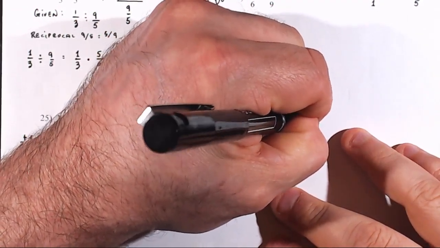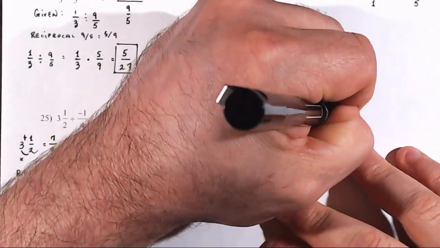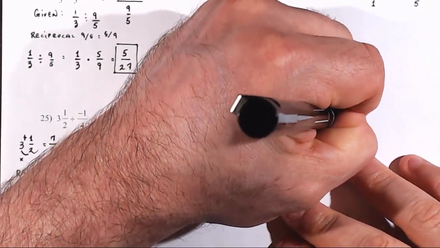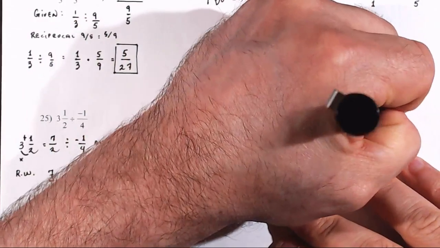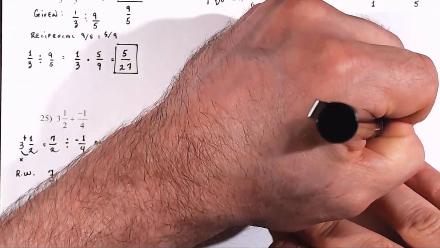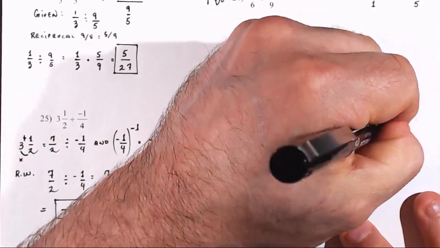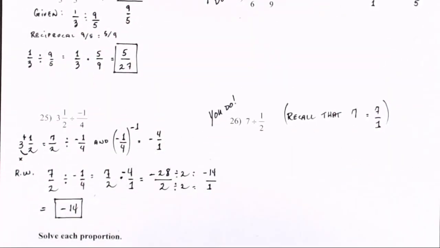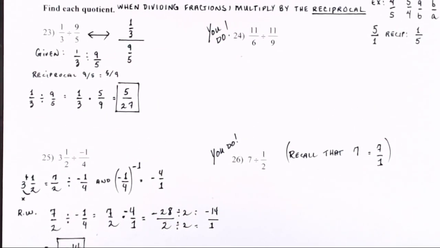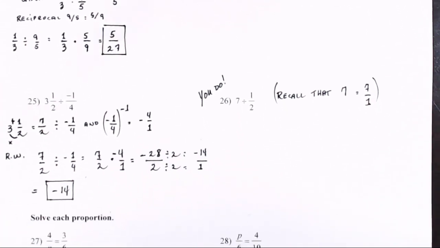Just recall that 7 equals 7 over 1. So with that one little note, you should be able to do number 26. So you're going to do number 24 and number 26.